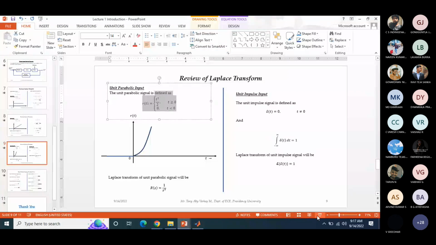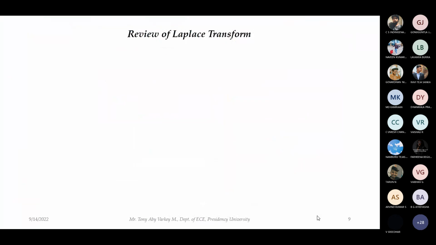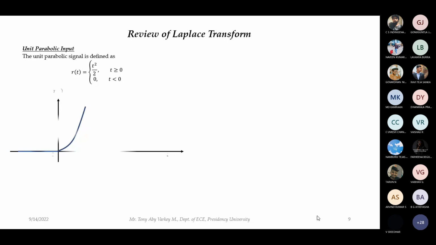Okay, unit parabolic signal is defined as r of t is equal to t square by 2 when t is greater than or equal to 0, and it is 0 when t is less than 0. So this is the pictorial representation of the unit parabolic signal. Laplace transform will be 1 by s cube. So please remember that also.